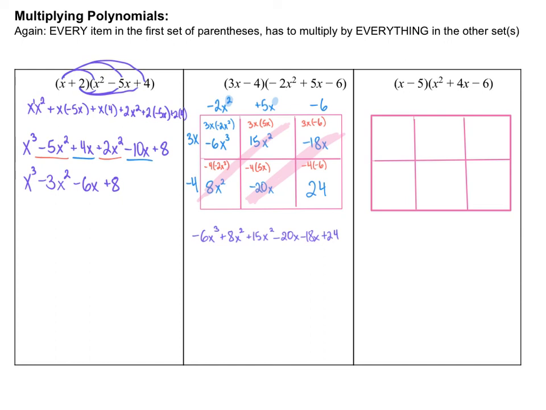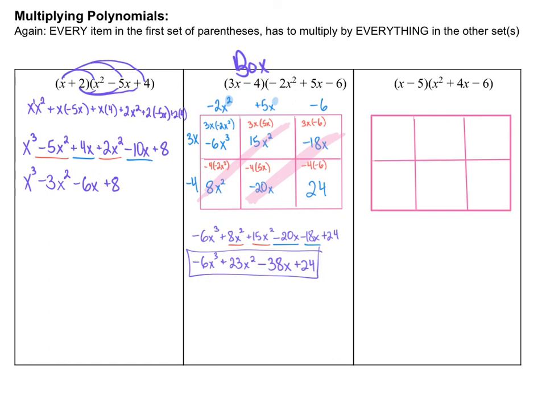All right, so now our like terms are right next to each other. So negative 6x cubed stays the same. 8x squared plus 15x squared gives us a plus 23x squared. Negative 20x minus 18x, so negative 20, and we're going further negative, minus 38x, plus 24 still. All right, so the box method might be a little more work as far as the setup goes, but it is the best tool, I think, to stay organized.